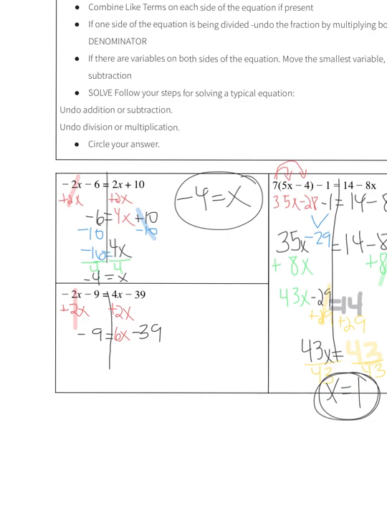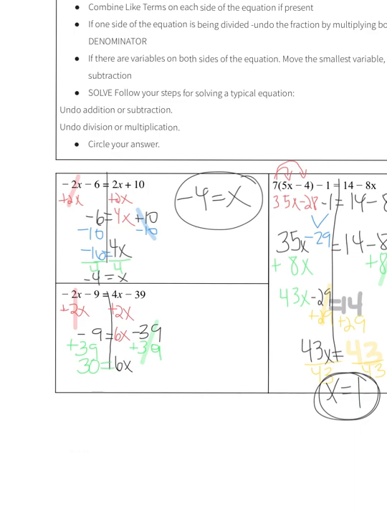Now, I need to undo any addition or subtraction. I can see I have a 6x minus 39. My goal is to get my variable by itself, so I need to undo the subtraction. In order to do that, I'm going to add 39 to both sides. So I add 39 to both sides. Negative 39 plus positive 39 is equal to 0, so this is gone. Negative 9 plus 39 is equal to 30. So I have a 30 on this side, and 30 is equal to whatever's left over here, which is my 6x.